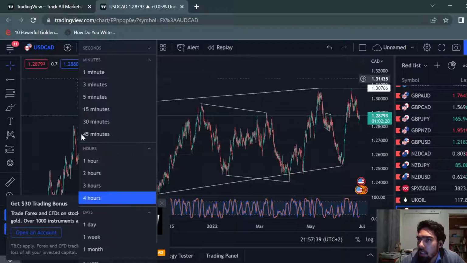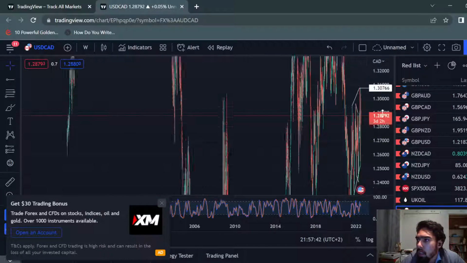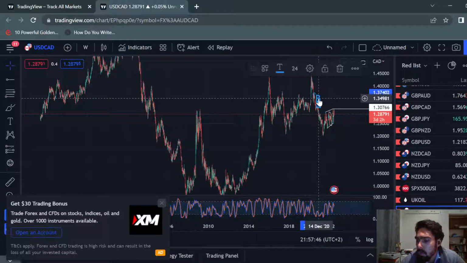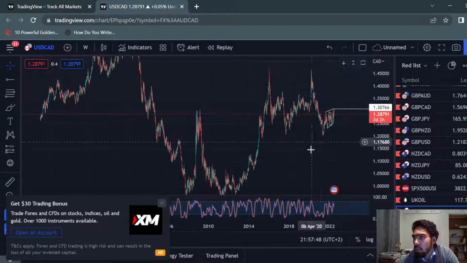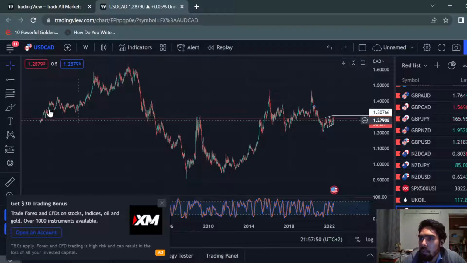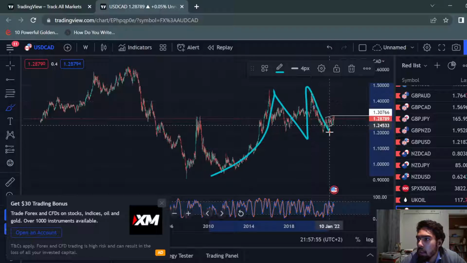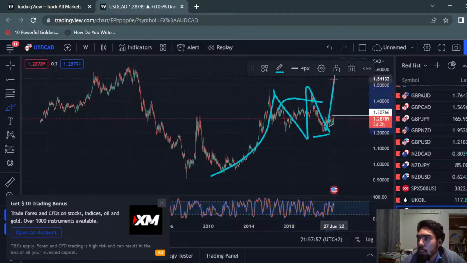This is a good structure. Look at the weekly, right? This is perfect. Look at this, perfect. So you've got your impulse, 1, 2, 3, your correction. You're gonna get your next impulse.